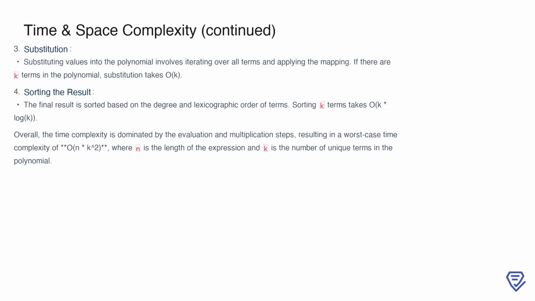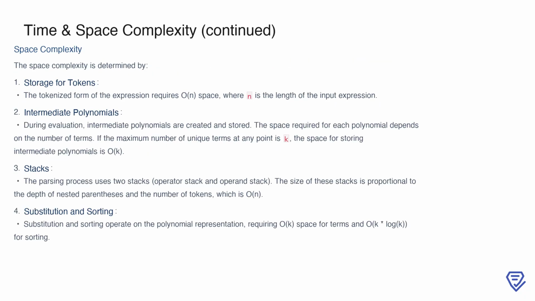Overall, the time complexity of the solution is dominated by the evaluation and multiplication steps, leading to a worst-case time complexity of k squared. Here, n is the length of the expression, and k is the maximum number of unique terms in the polynomial. These steps ensure that even for complex expressions, the operations are handled efficiently compared to a more naive approach.